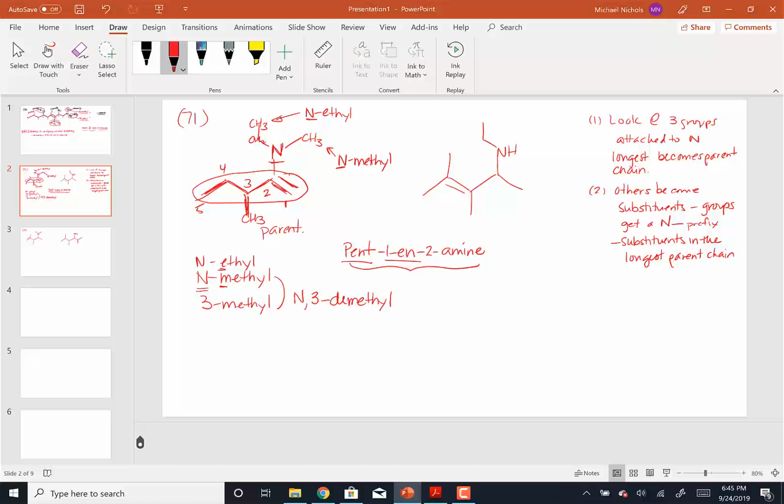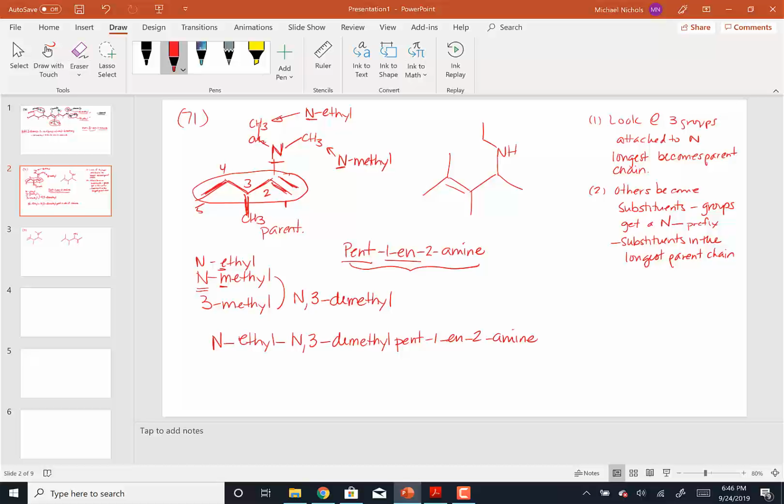So the name of this molecule then, I'm going to list and write my substituents. So I'm going to have an N-ethyl based on E, an N,3-dimethyl, pent-1-ene-2-amine. And so that would be the name of that molecule. And let me just double check here to make sure if it's 3,N or N,3. It's N,3. So N comes first.